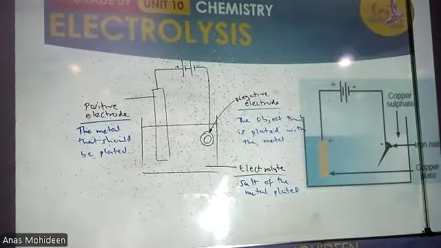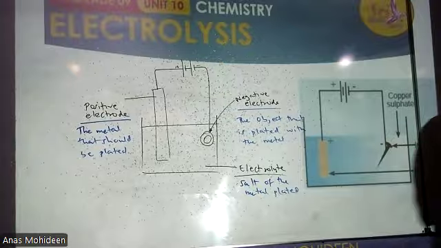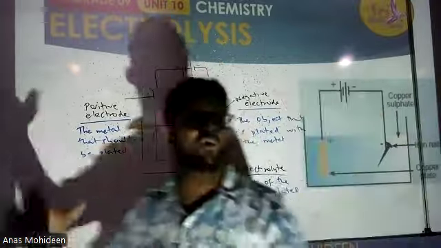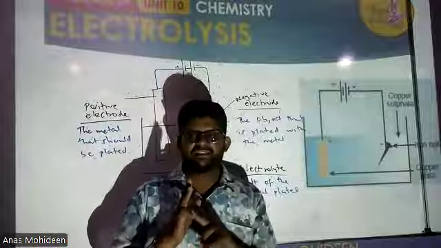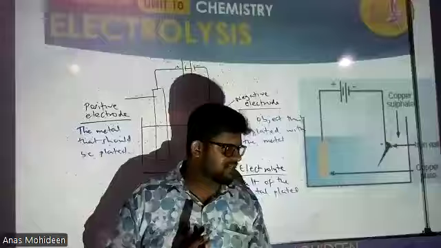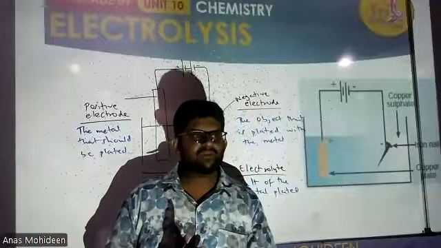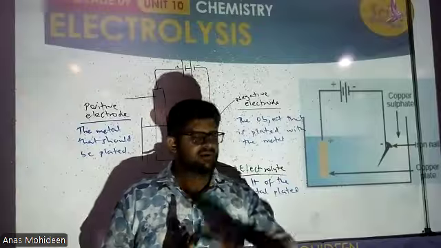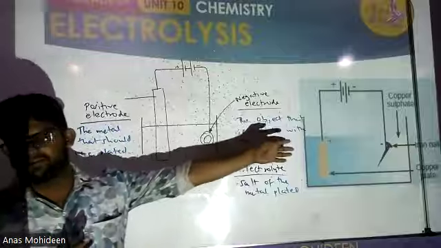And electrodes, positive and negative electrodes, we learned. The electrode connected to the positive terminal is called the positive electrode or anode. The electrode connected to the negative terminal is called the negative electrode or cathode. And under that, acidulated water and copper sulfate solution we learned as electrolysis. Then we came to electroplating. Under electroplating, we learned this setup and an example.